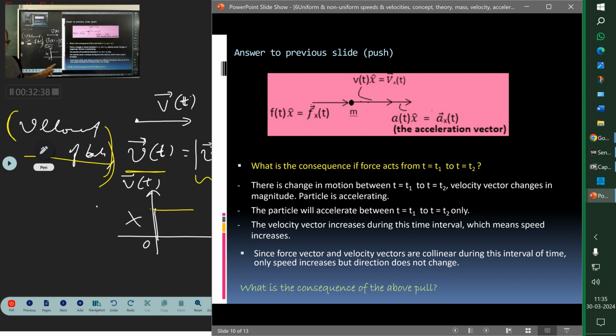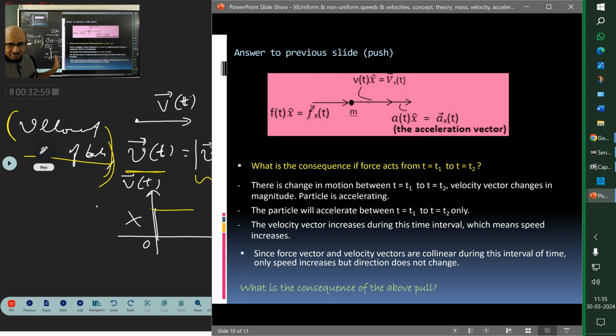Force acts between time t1 and t2. What will happen? The velocity, the acceleration vector is only from time t1 to t2. Yes. Now see more specific. Correct. There is change in motion between time t1 and t2. Velocity vector changes in magnitude.